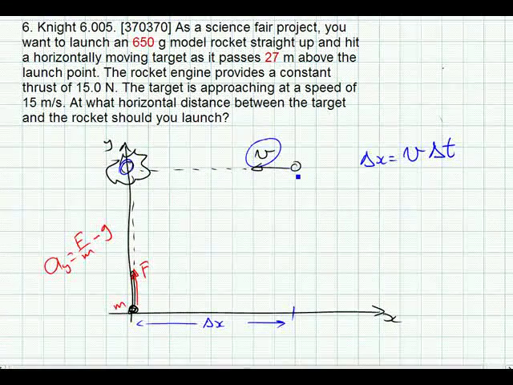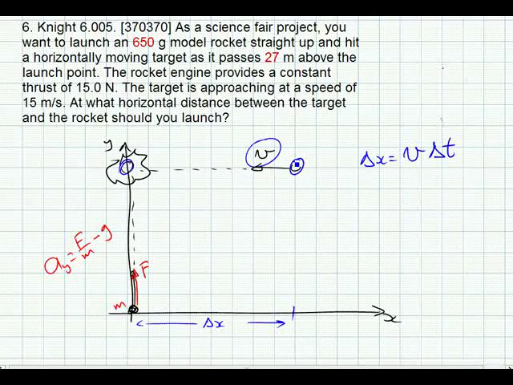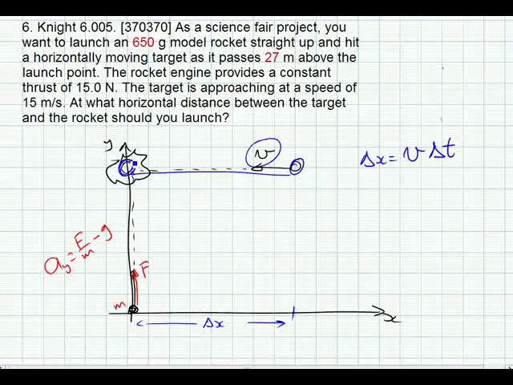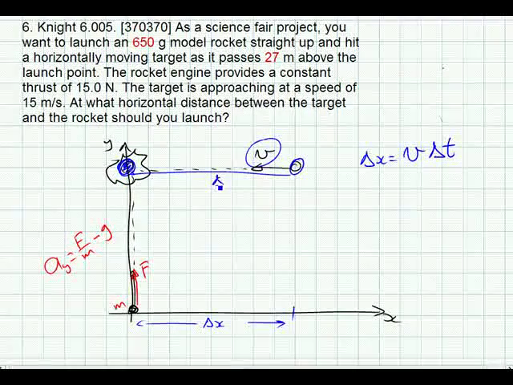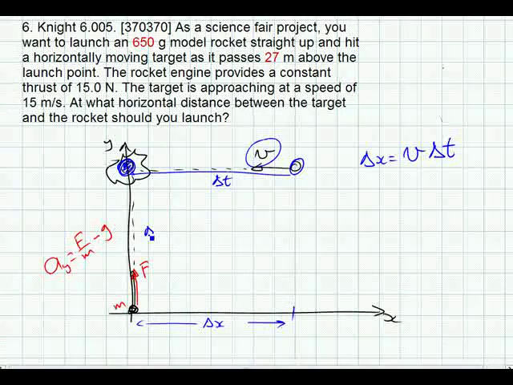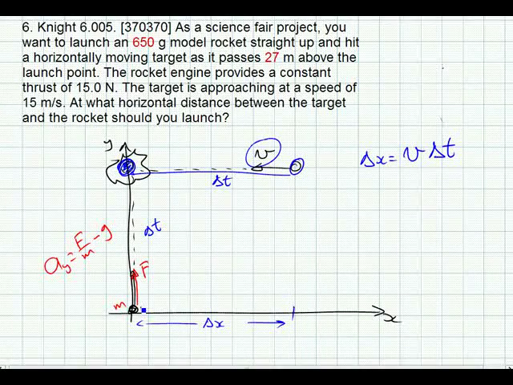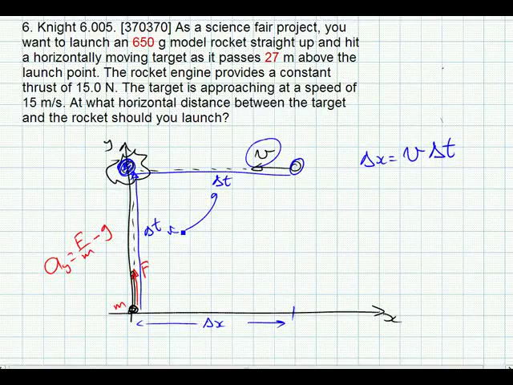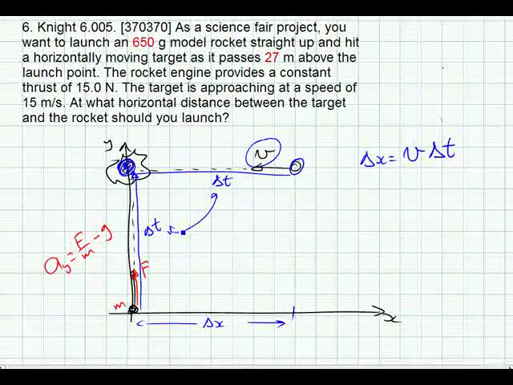What is that delta t? Delta t is the time that it takes for our target to reach this position, which is right above our launch site. But that delta t along the horizontal is the same delta t that's going to take our rocket to reach this vertical position. So the delta t's once again relate the motions in this case of two separate objects, one along the x direction, one along the y direction.